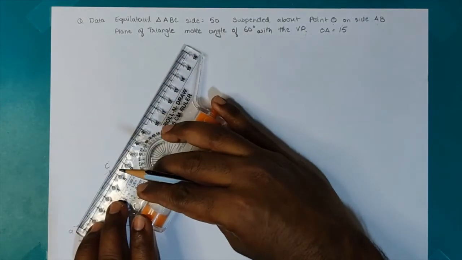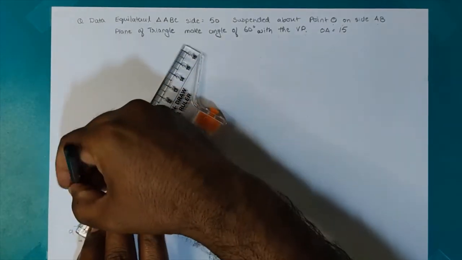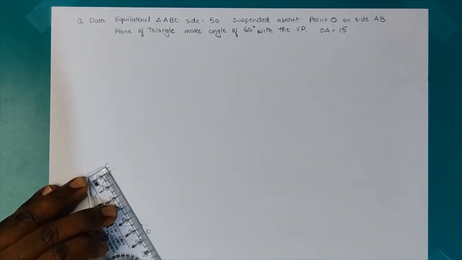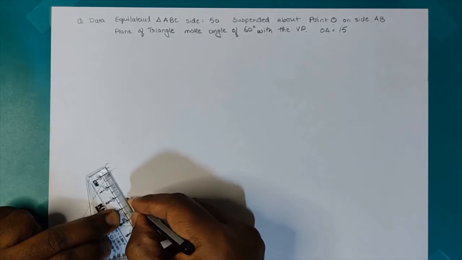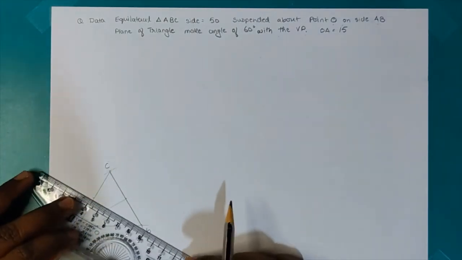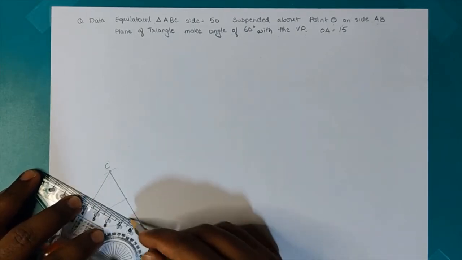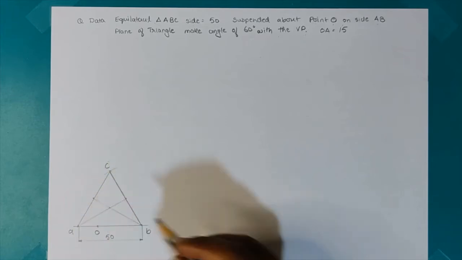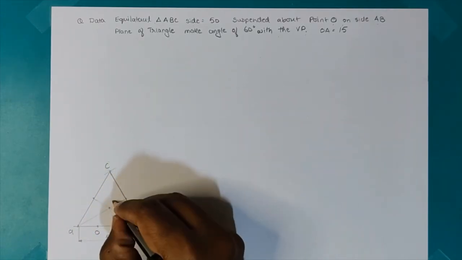Now I need to find the median, so I divide one side into two equal parts. I take a distance of 25. Find the center of two sides. Join it with the opposite corner and construct the two medians which intersect at the centroid, which I name point G.